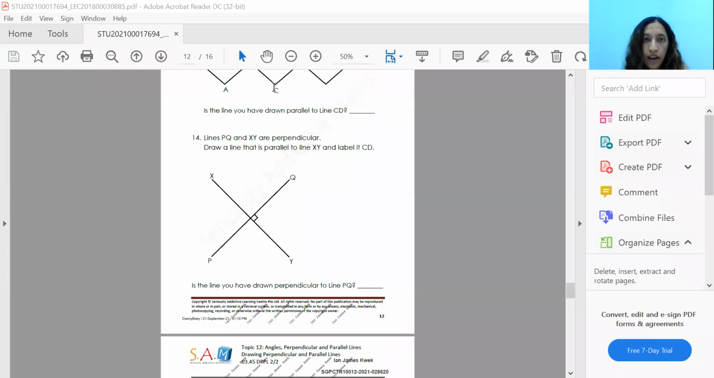Lines PQ and XY are perpendicular. Okay. Draw a line that is parallel to line XY and label it CD. So they want it to be parallel, so we could draw it over here. Label it CD. Is the line you have drawn perpendicular to line PQ? Yes, of course. Okay, because it's parallel to XY, it's perpendicular to PQ, so yes.